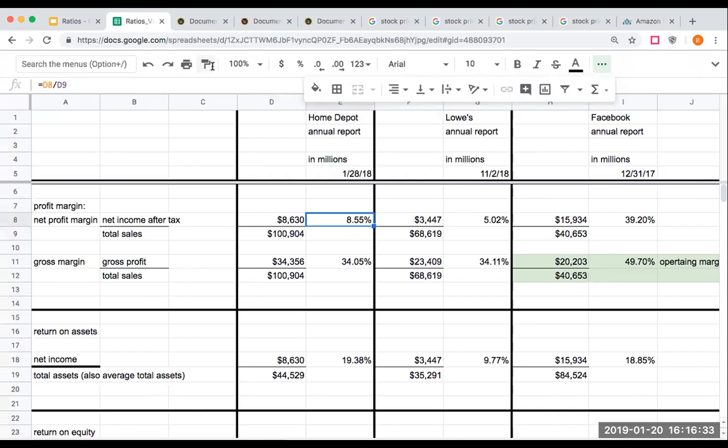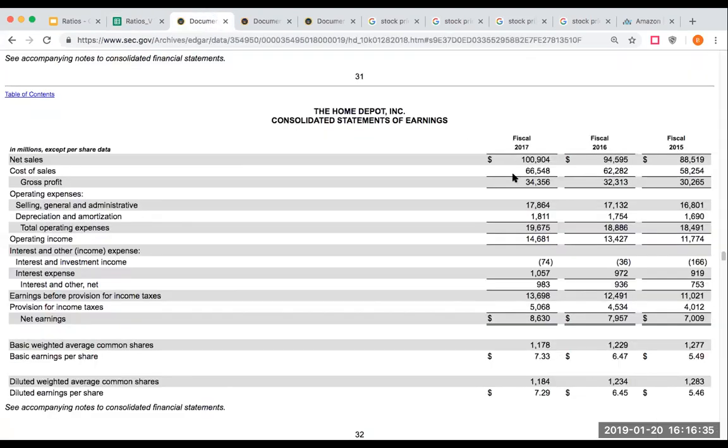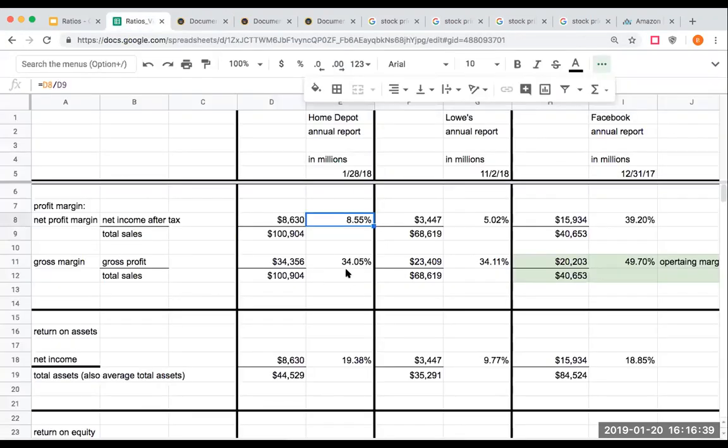Here we're taking the gross profit of $34.35 billion and dividing it by total sales and getting about 34.05%. If you've seen my income statement video covering common size financial statements, you'll hear a much more in-depth discussion on this part. Let's go over here to Lowe's.